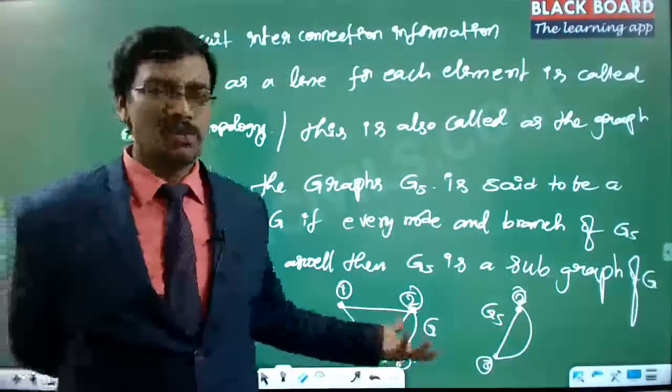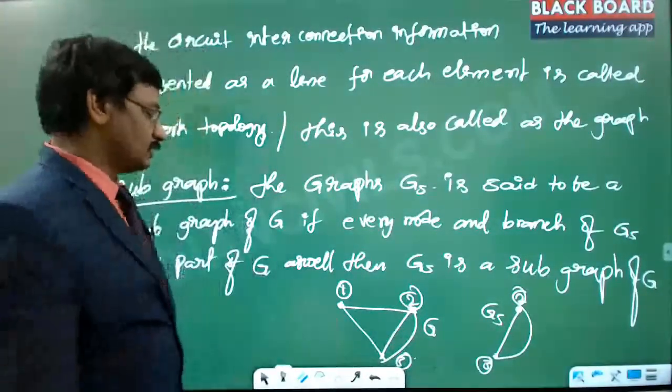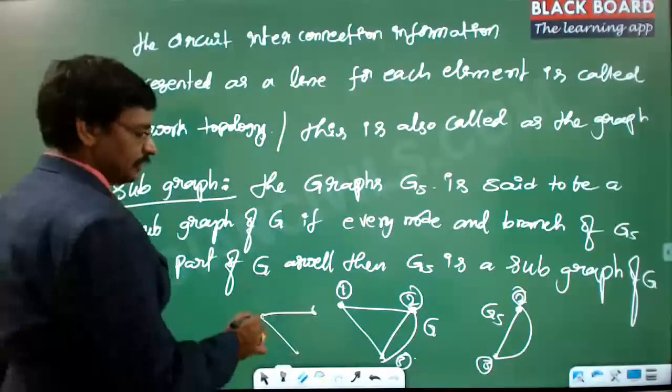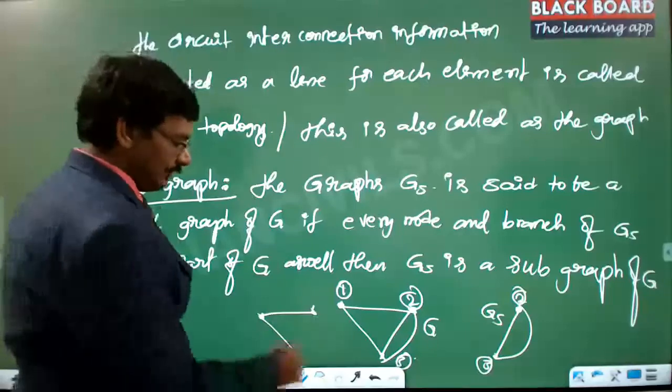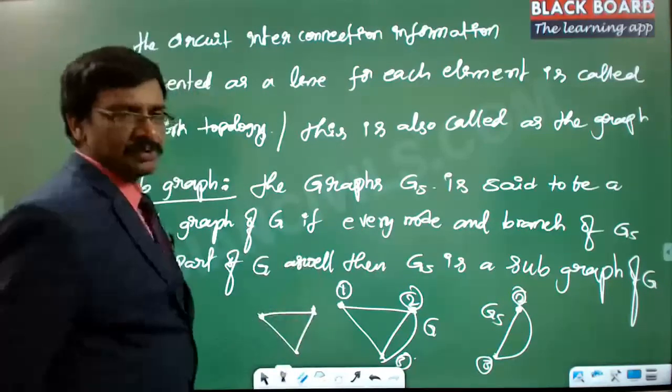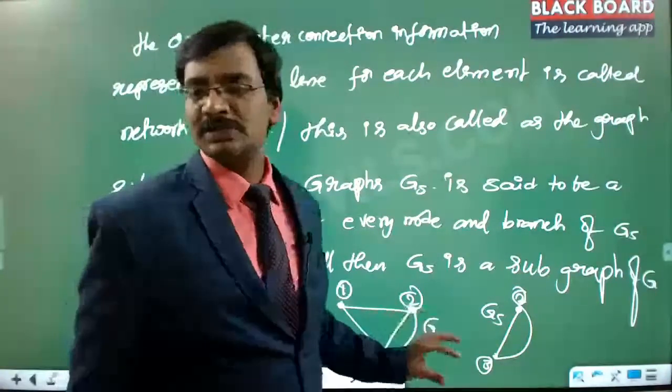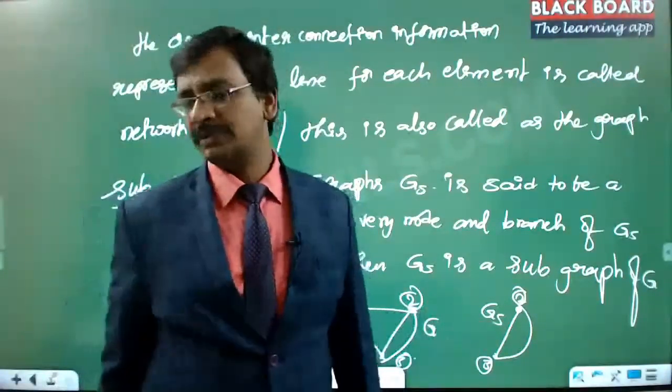And like this, there can be more than one subgraph. So you take this one, this is also a subgraph. You can take anything, even this one is a subgraph, as long as every node and every branch is part of the main graph. So that is the subgraph. Got it?